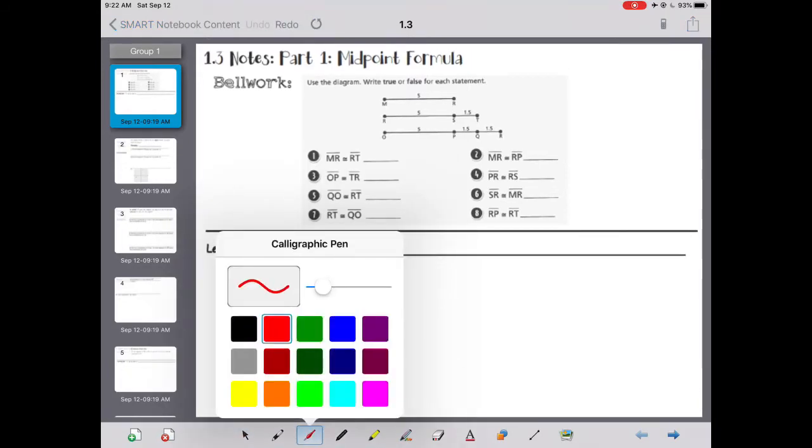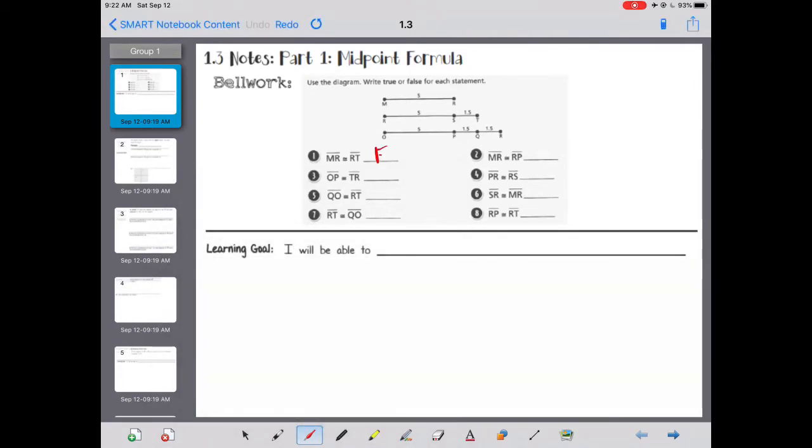So that'd be false. OP is congruent to TR. OP is 5. TR is not even a thing, so false. Okay, let's see. QO is congruent to RT. Okay, RT is 6.5, and QO is 6.5. That one's true.